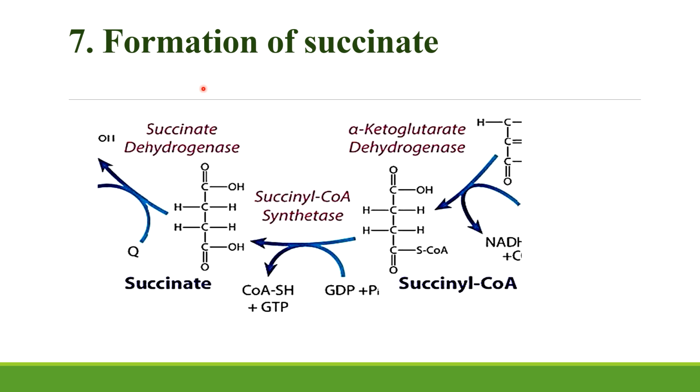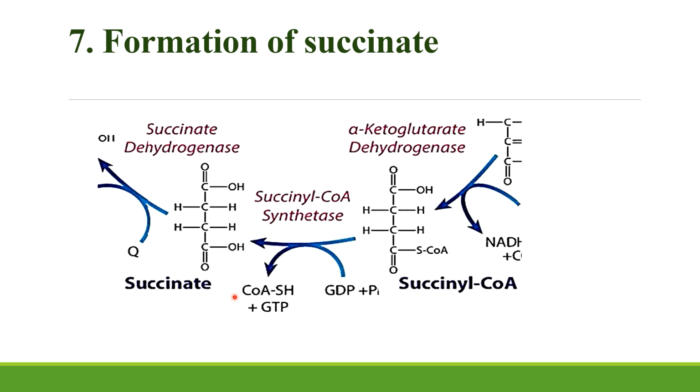Seventh step is formation of succinate. Succinyl-CoA, which is produced from alpha ketoglutarate, is converted to succinate by the enzyme succinyl-CoA synthase. In this reaction, you see one phosphorylation taking place, wherein GDP is phosphorylated to GTP. This we call a substrate level phosphorylation step.